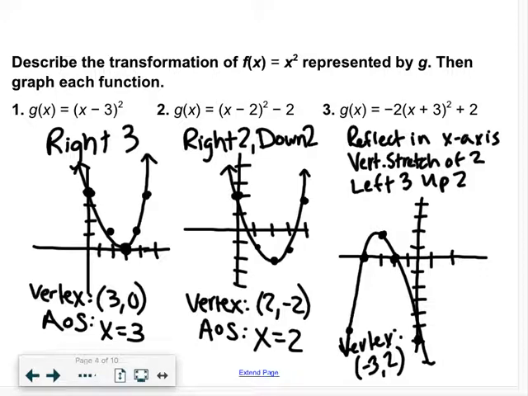It makes it skinnier. It should look like it's a little bit skinnier. Now I didn't use standard graph paper, so it's a little hard to tell. Why is it called a stretch if it's getting skinnier? Well, you're stretching it vertically.